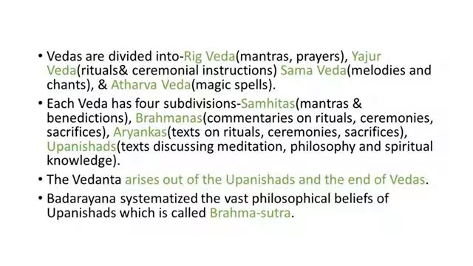And each of these Vedas has four subdivisions: Samhitas, which are mantras and benedictions, Brahmanas, which are commentaries on ritual ceremonies and sacrifices, Aranyakas, which are texts on rituals, ceremonies, sacrifices, and finally Upanishads, which are texts discussing meditation, philosophy, and spiritual knowledge. And since these Upanishads are the end portion of Vedas, it is also called Vedanta. Thus, the Vedanta arises out of Upanishads and the end of Vedas.